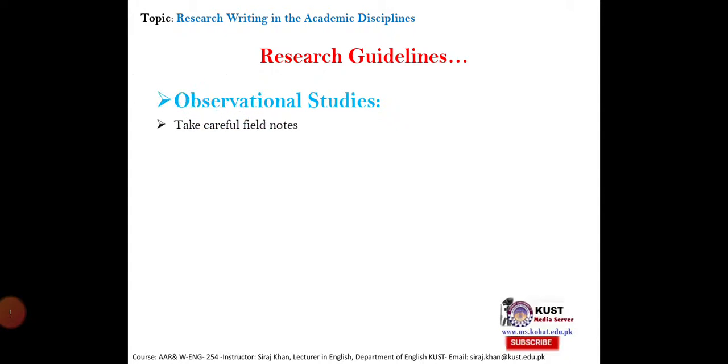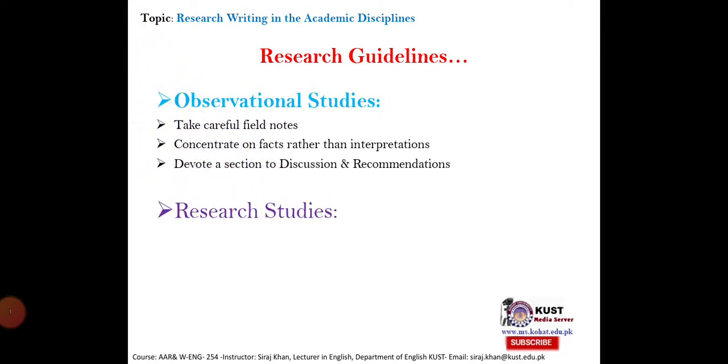Observational study and the research guidelines in the social sciences. It goes with: take careful field notes, concentrate on facts rather than interpretations, devote a section to discussion and recommendations. So, the first thing is to take careful field notes, collecting data, factual data, and interpretations, and devote a section to discussions and recommendations while doing research in the social sciences.